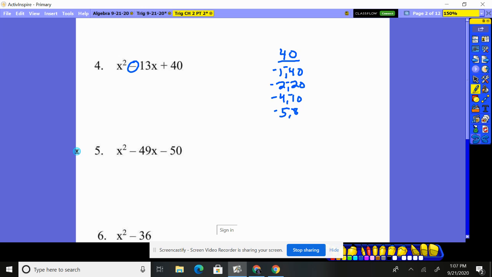Who's going to be that 13? Looks like the 5 and the 8. So an x minus 5 times x minus 8 gives me that trinomial.